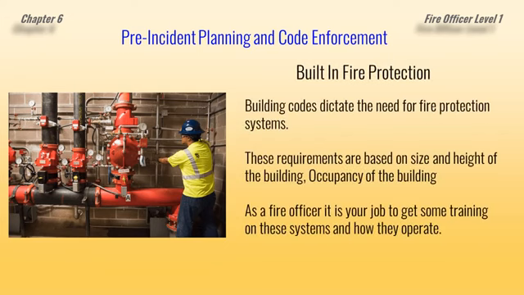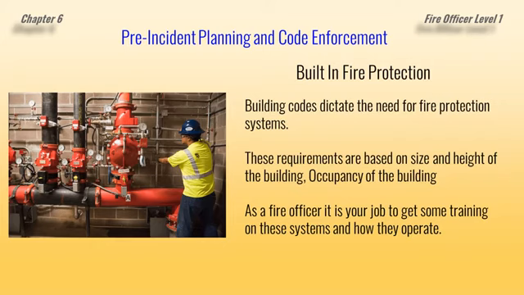So let's talk about built-in fire protection. So building codes dictate the need for fire protection. So when a building is built, as I stated before, we're looking at an International Building Code, International Residential Code, and based on the use or type of building, it may call for a sprinkler system, it may call for a standpipe system, and that's all based on the height of the building, the size of the building, and again the occupancy type. So any residential occupancy other than a single family dwelling now requires some type of a sprinkler system.